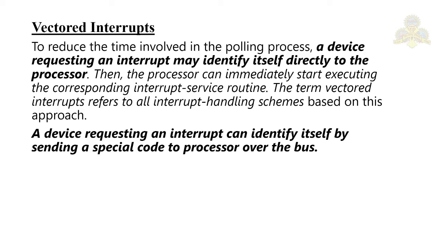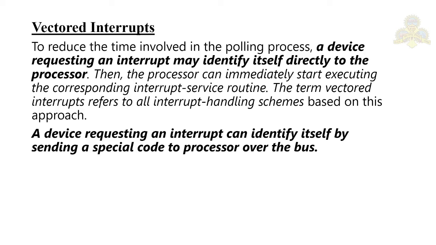So to reduce the time involved in the polling process, the input or output devices connected to the processor can identify themselves to the processor. A device requesting an interrupt may identify itself directly to the processor. This we call a vectored interrupt.